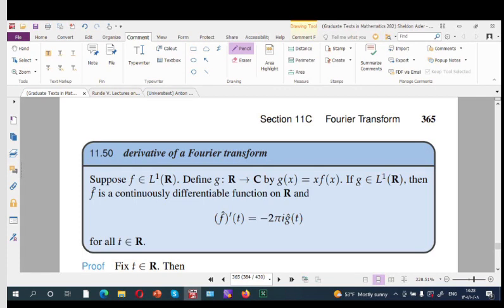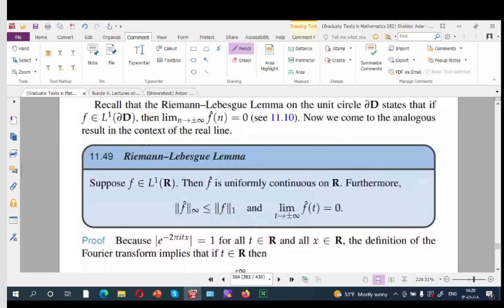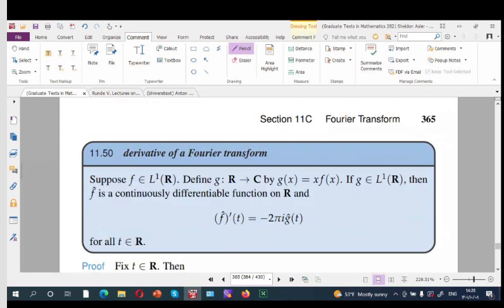This is continuously differentiable. In the previous session, we saw that f hat is uniformly continuous, and in this proposition we see that f hat is differentiable. If this function belongs to L1, then we also have this equality for all t in R.